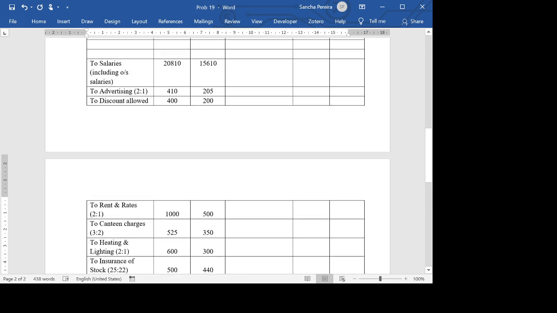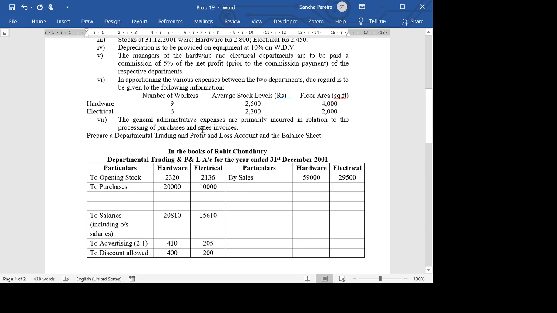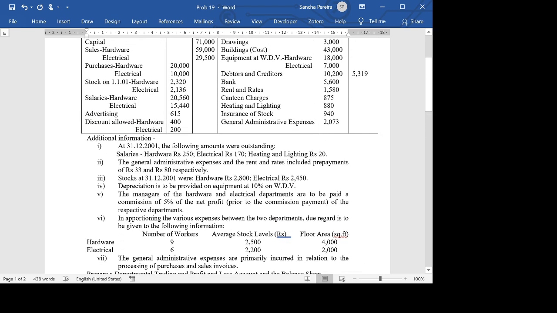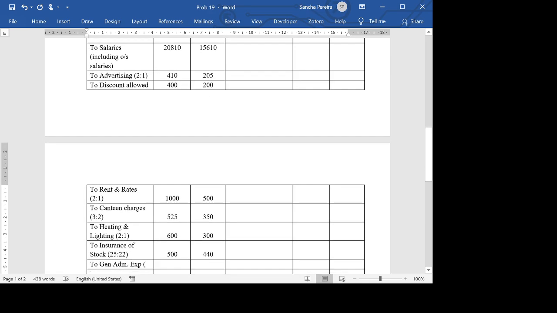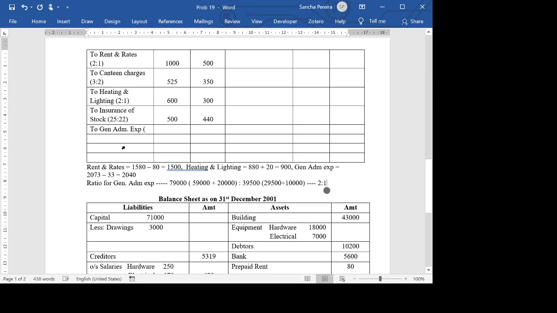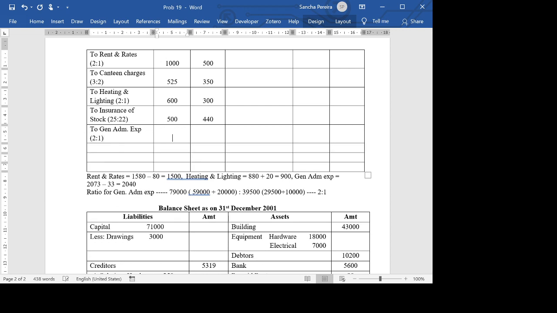Okay, why have I done this calculation? Because they have said the general administrative expenses are primarily incurred in relation to the processing of purchase and sales invoices. So the only way to find out the ratio of how to divide it appropriately is to put the purchases and sales together of each of the departments and find a ratio between them. So 2 is to 1. So I have to divide 2040 in the ratio of 2 is to 1. If I do that calculation, I will get 1360 and 680.